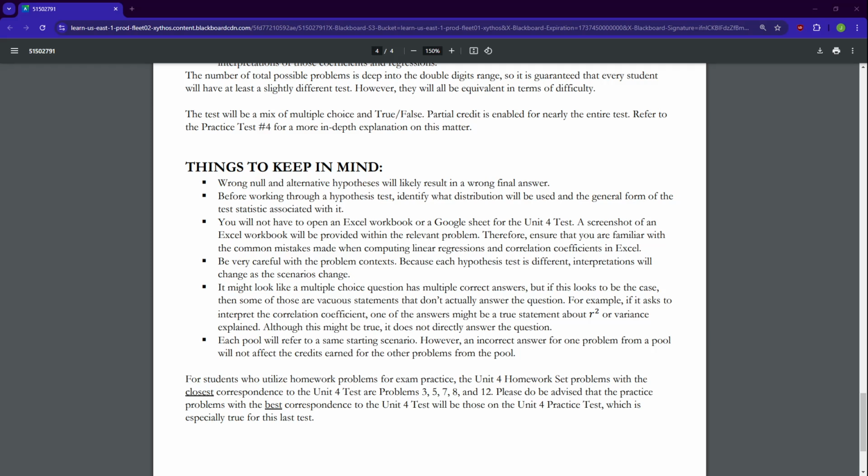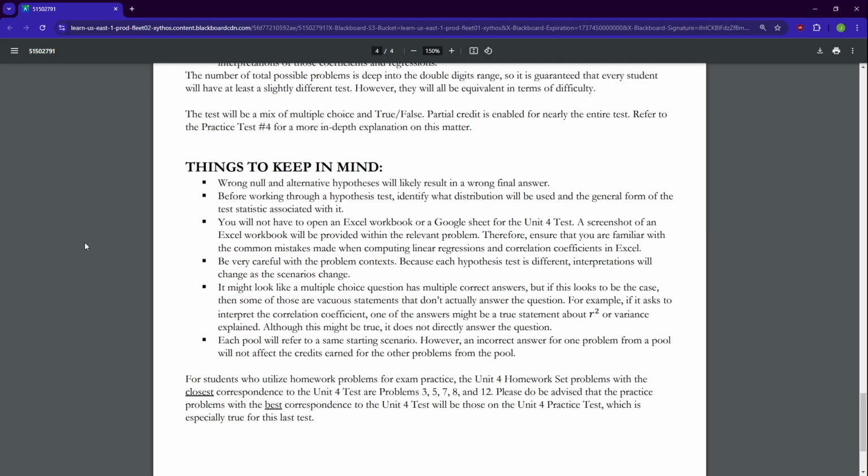And when you're working through these hypothesis tests, always identify what distribution will be used and your reasoning for it. Remember, if you do not know the population standard deviation, then you'll use t-distribution, and if you do know the population standard deviation, then you will be able to use the normal distribution.